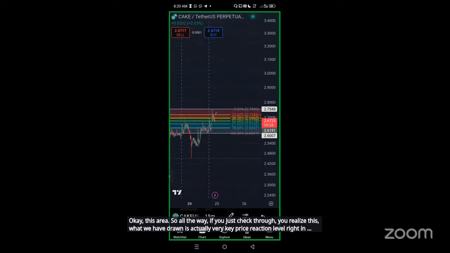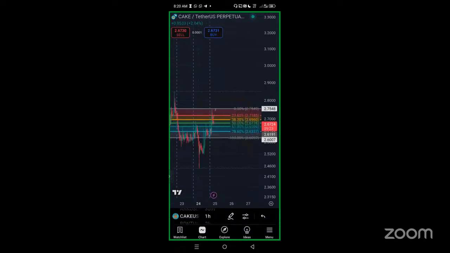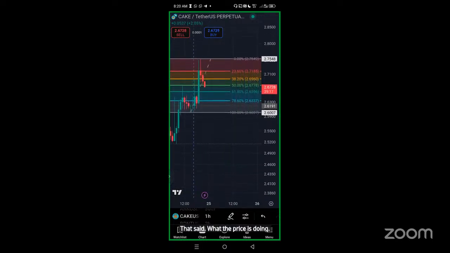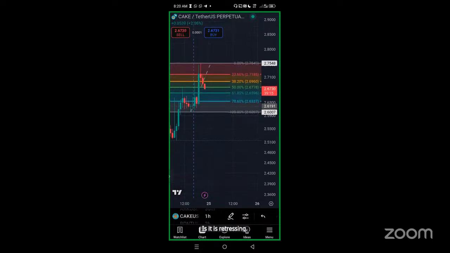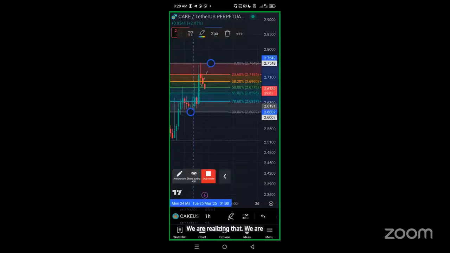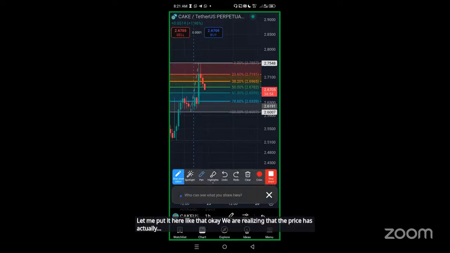So that said, what the price is doing is it is retracing. And from the retracement point of view, let me put it here like that, okay? We are realizing that the price has actually moved by 100%. Now it is retracing.